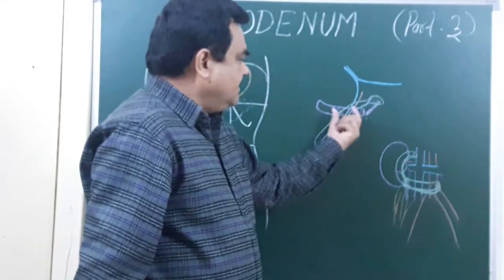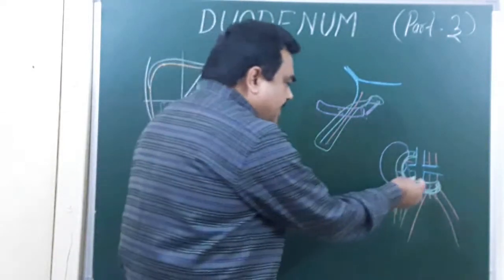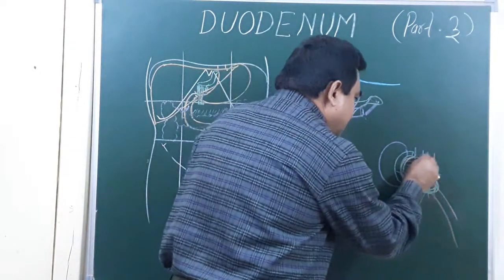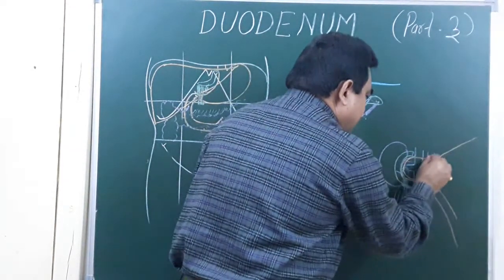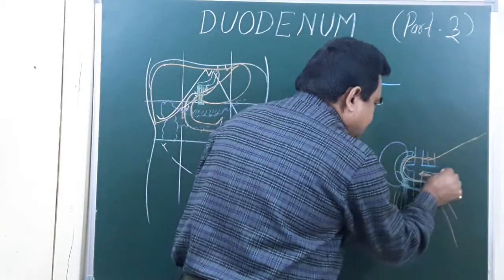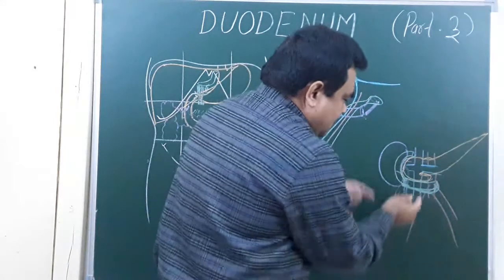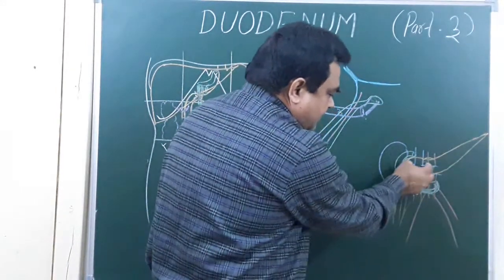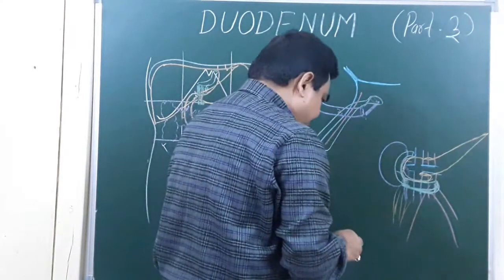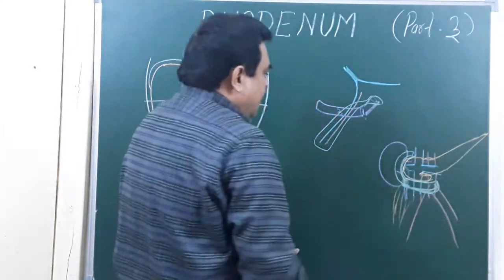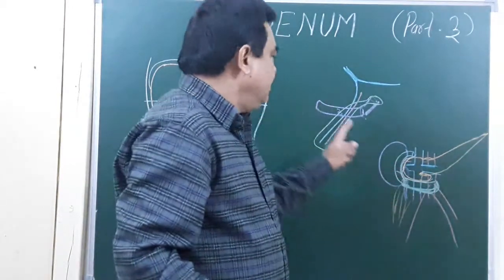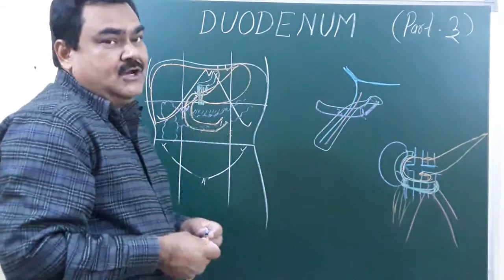So this is the anterior relation, this is the posterior relation, and superiorly is the position of the head of the pancreas, like this. This is the uncinate process, and this is the body. So these structures are present superiorly, and inferiorly there are coils of intestine. So these structures are related with the third part of the duodenum.